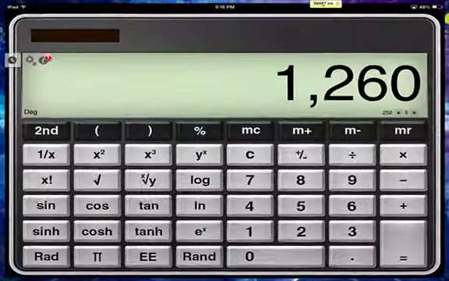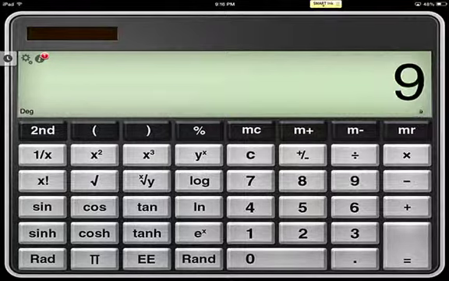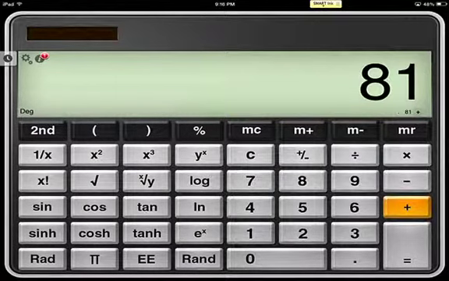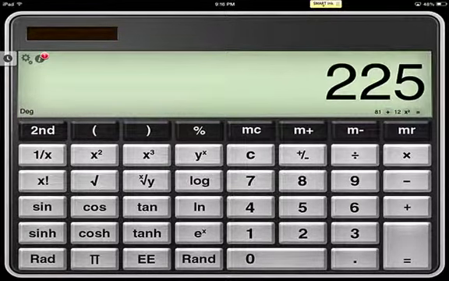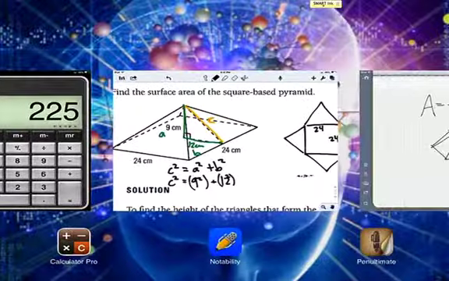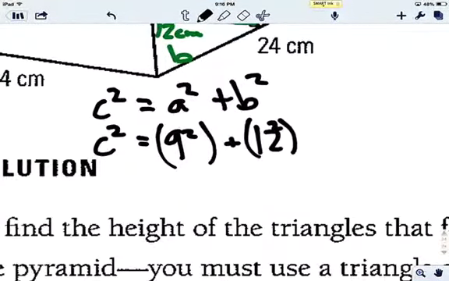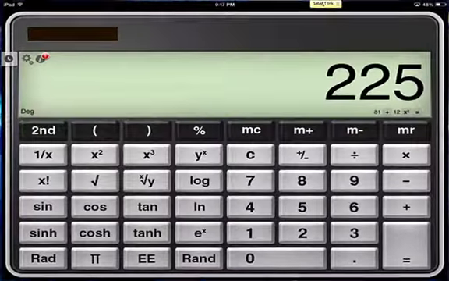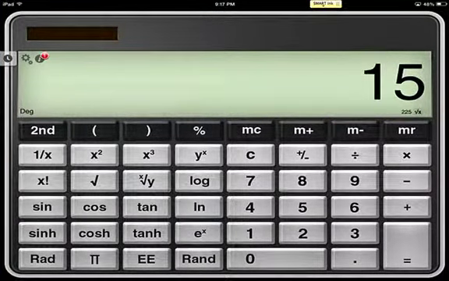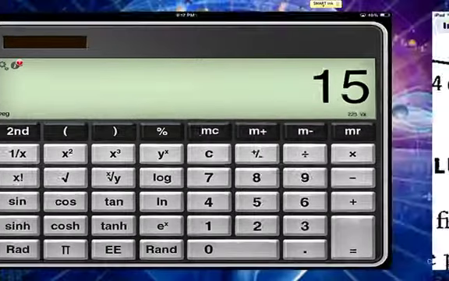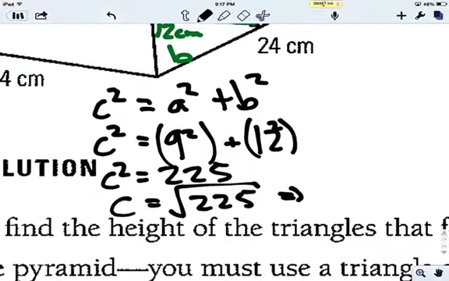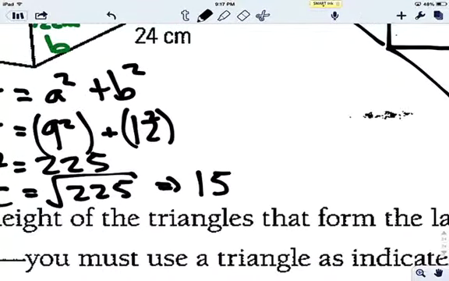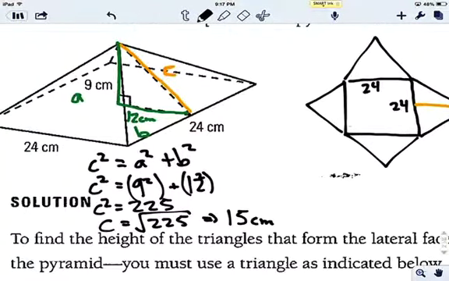So let's do that over here. So 9 squared plus 12 squared is 225. Okay, so we'll go back, we'll put that as 225. Alright, so C squared is equal to 225. And the last thing to do here is to square root that 225 to get that C on its own. And when we do that, let's take the square root of 225, so I'm just going to press square root. And that tells me it's 15. So C is 15 centimeters. That's that green value right here.